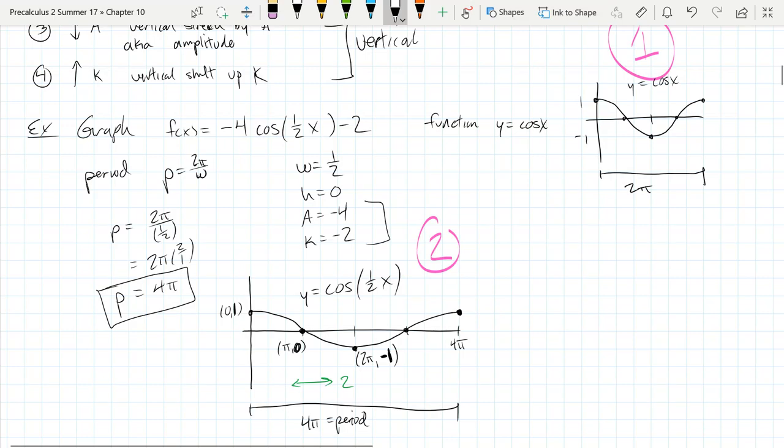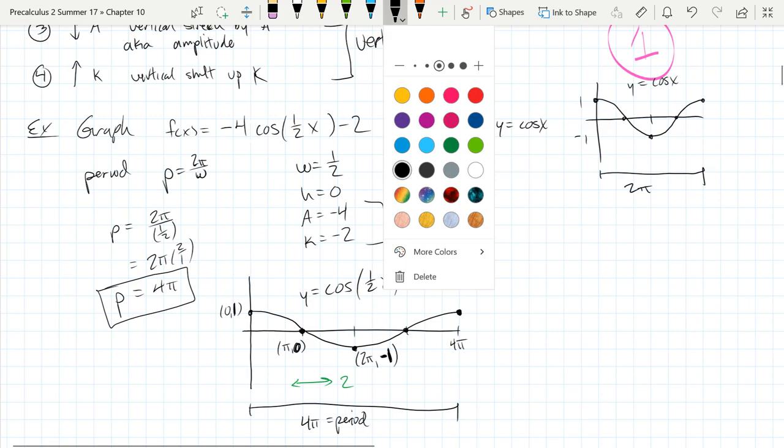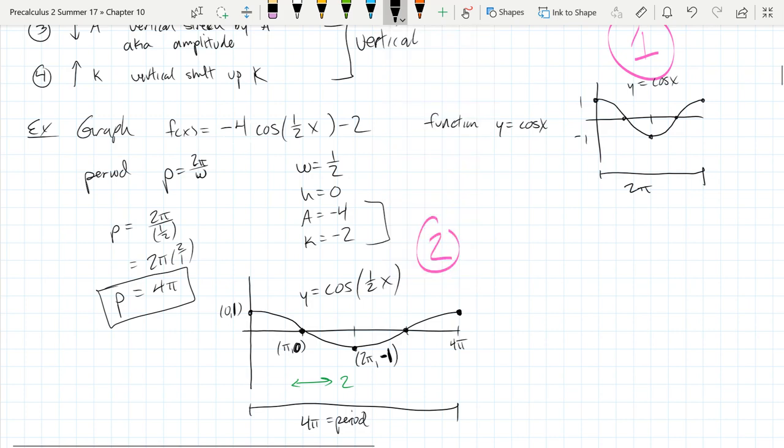So we just did our horizontal stretch. Now we're going to do the vertical stretch right here, that's the negative 4. And let me get the right color pen. So we're going to do that negative 4 stretch. So this is going to be step 3.